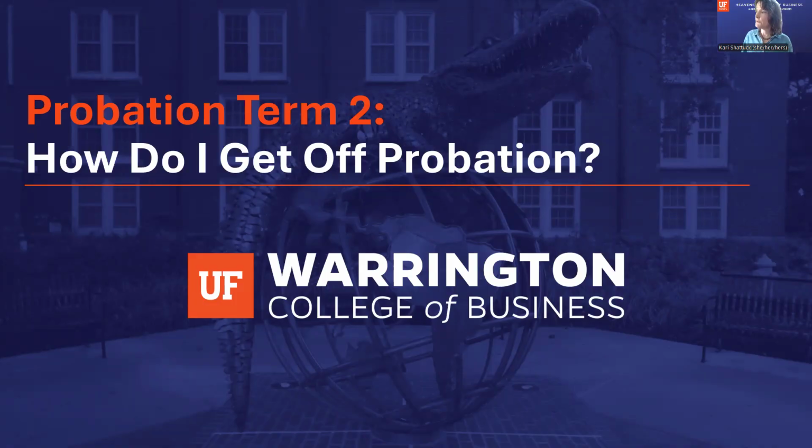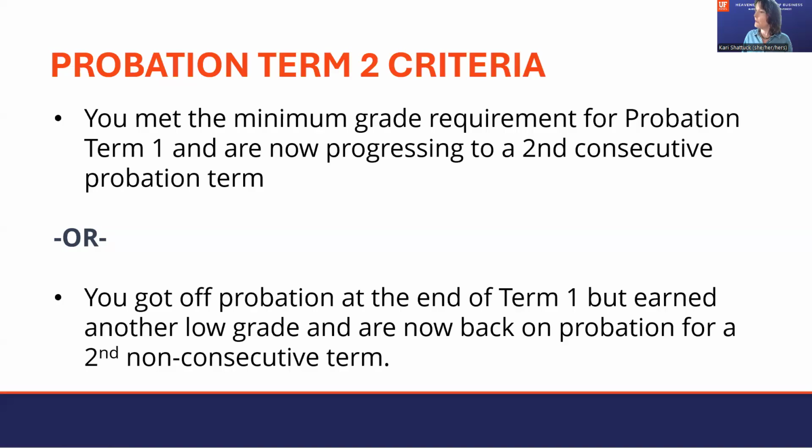This video is for students who are on probation term 2, so please check your contract to verify your classification and that you're watching the right video. This coming semester will be probation term 2 for you because you met the minimum grade requirement for probation term 1 and are now progressing to a second consecutive term. Yay! Or because you got off probation previously but earned another low grade and are now back on probation for a second non-consecutive term.